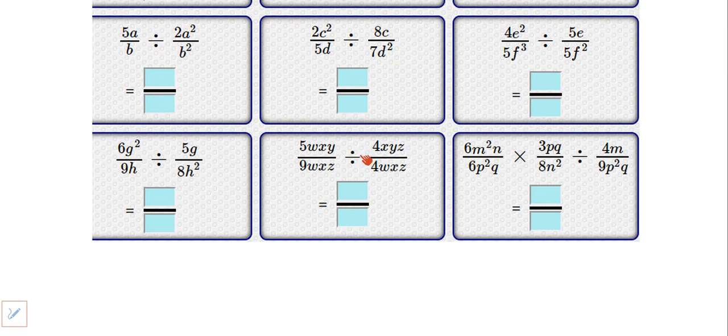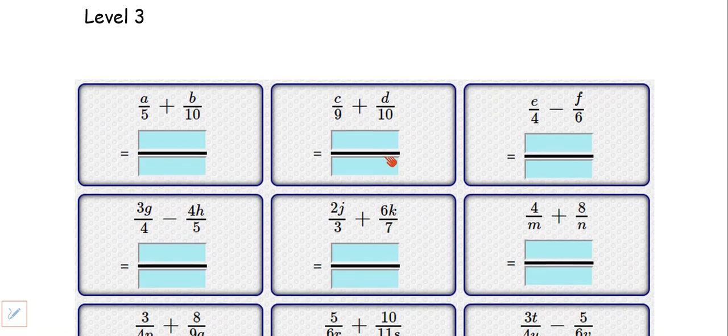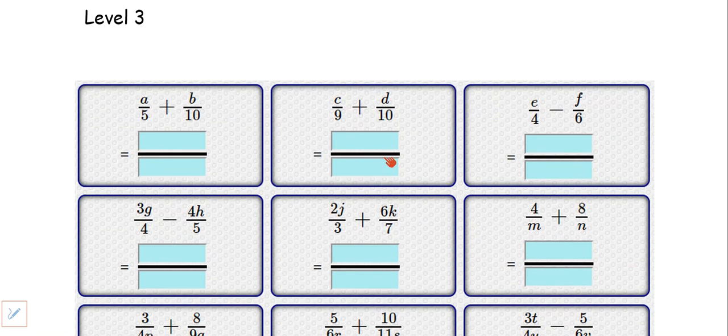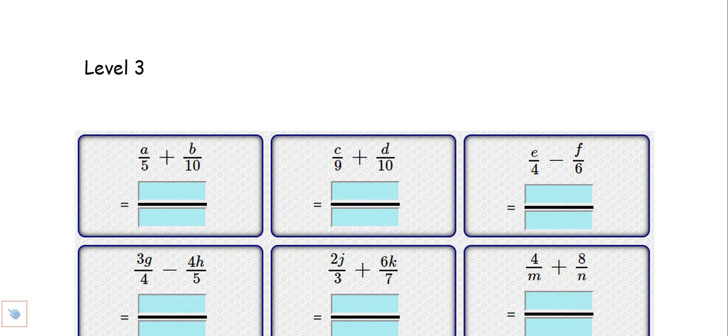So division: flip the fraction and multiply. What I want to do though is just quickly talk about adding fractions. How do you add fractions, Jen? Common denominator. Common denominator, yeah. So if I'm doing 1/5 plus 1/10, how do you do it, Ali?